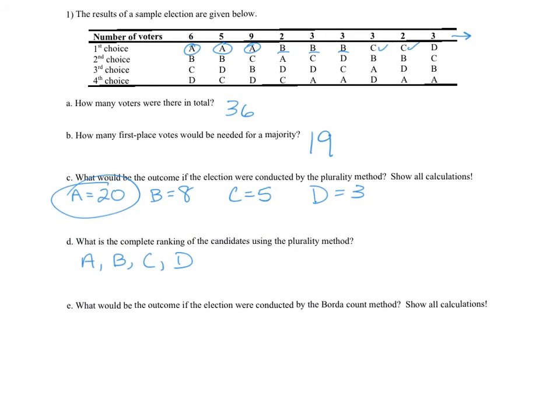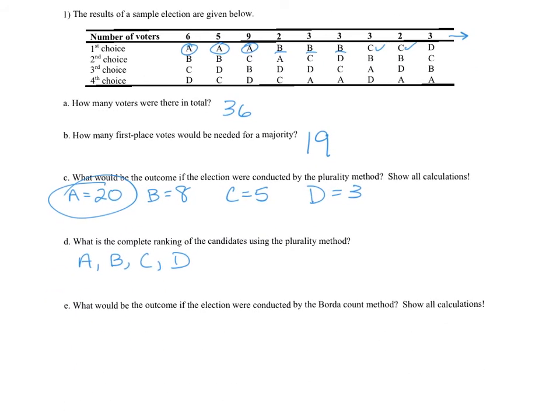What would be the outcome if the election were conducted using the Borda method? Show all your calculations. Okay, so in the Borda method, we assign points, right? So let's see, A is in first place 20 times. You know what I like to do is I like to write the points in the table. So you get 4 points for first place, 3 for second, 2 for third, and 1 for fourth.